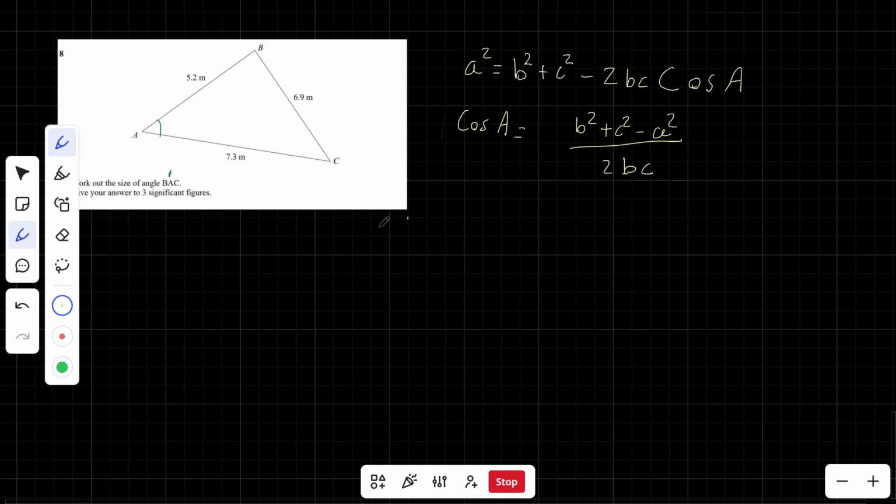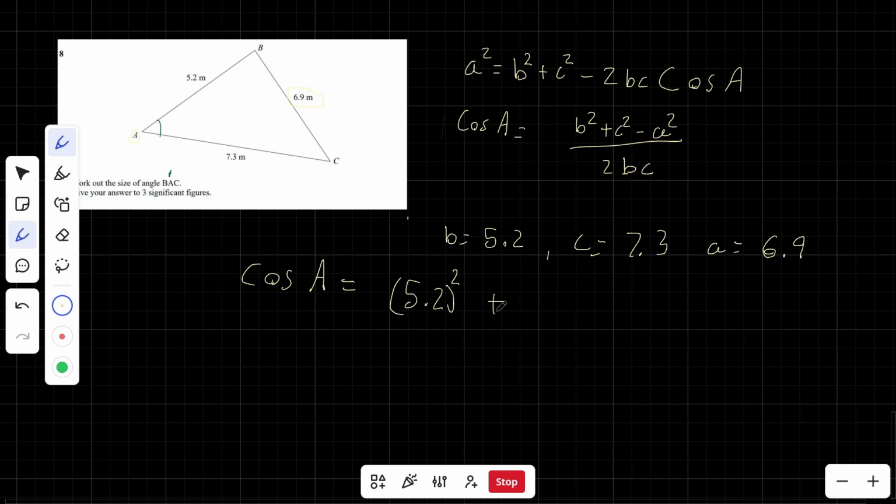Okay, so because our angle is this A, we want to take the 6.9 as our lowercase a. So cos A is going to be equal to, we'll have b equals 5.2, c equals 7.3, and a is going to be the 6.9, because we're measuring this angle, which is opposite.